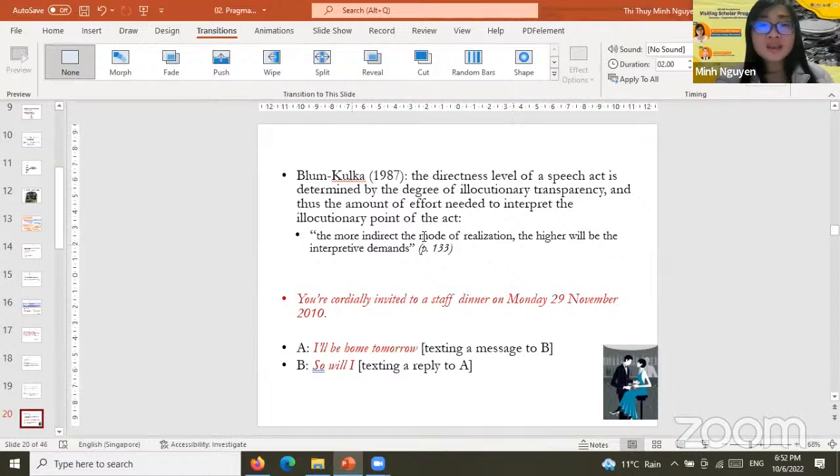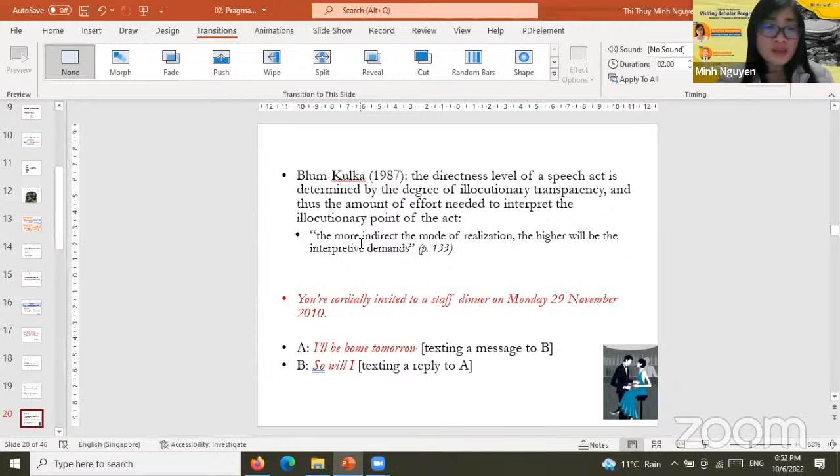The more indirect the mode of realization, the higher will be the interpretive demands. It sounds very, very abstract. But what she say generally is direct speech acts, the intention is quite transparent. We can tell right away. Okay, we don't need a lot of effort in order to understand the people's meaning.